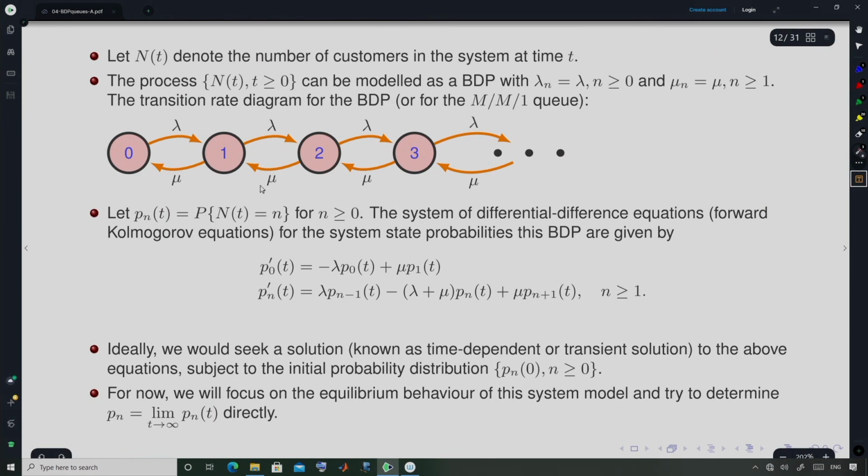Now, you can also look at what the Q matrix is in this particular case. The first row is minus lambda, lambda, 0 and so on; the next row is mu, minus lambda minus mu, lambda, 0 and so on; then 0, mu, minus lambda minus mu, lambda, and 0 and so on.